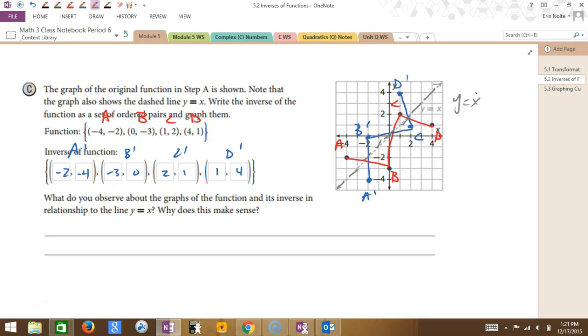Okay, why would that even make sense? Because you flip both the x and the y. That's what you do, right? So algebraically, you are just literally switching the x and the y, so that just literally reflects the graph over the y equals x line.